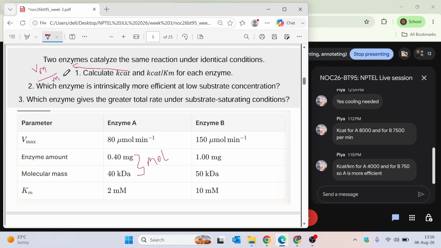And yes, as posted by Pia, the answer is 8000 per minute for A, which means 8000 molecules are converted to product per minute by enzyme A, whereas for enzyme B it's 7500 per minute. And then when you talk about kcat by km, it's very simple. You have your kcat, you just have your km values, it's just basic division, and it is 4000 per minute for enzyme A and 750 per minute for enzyme B.